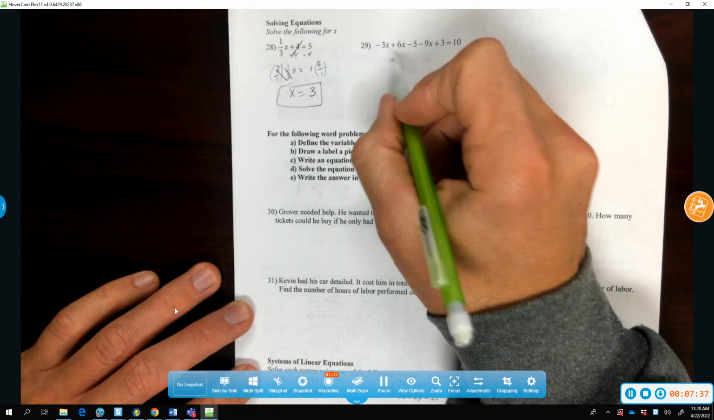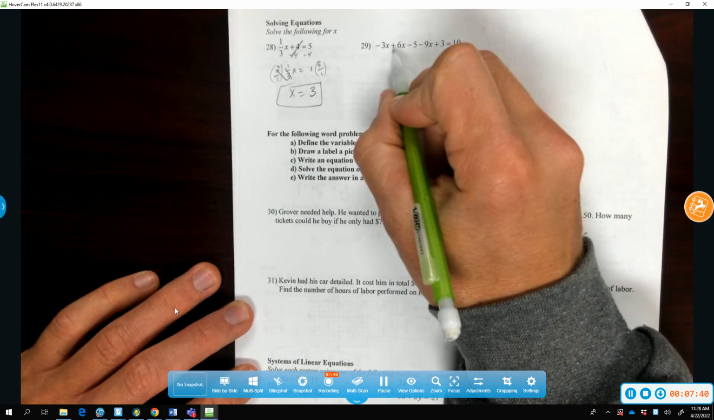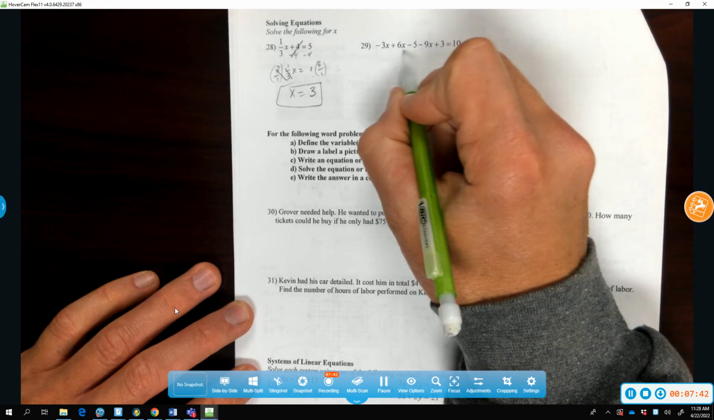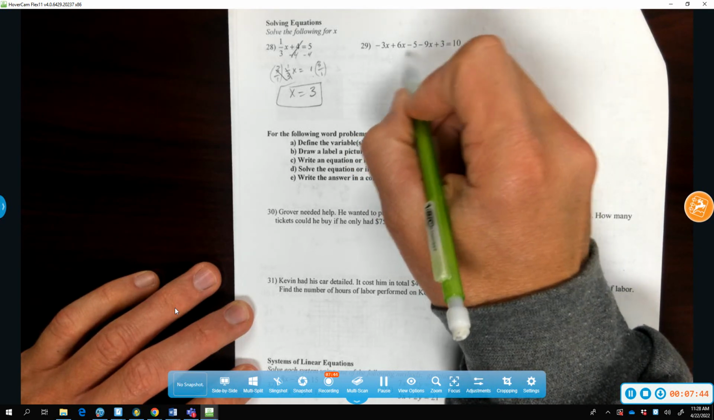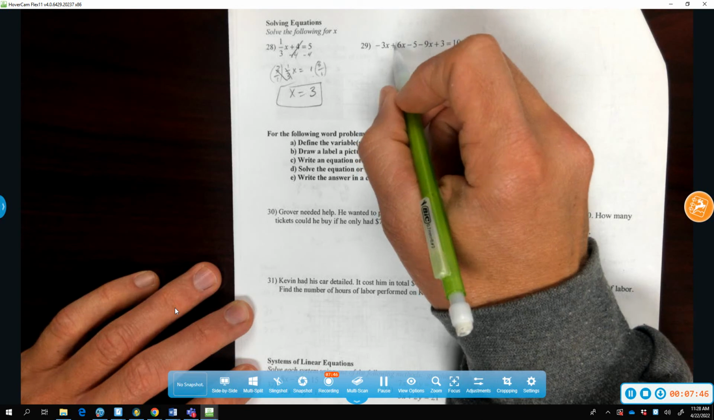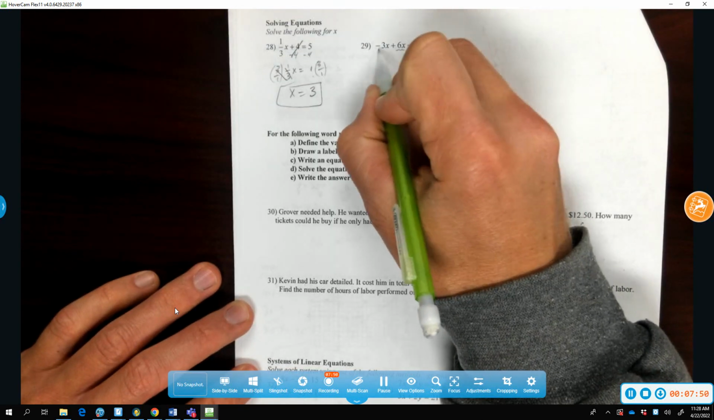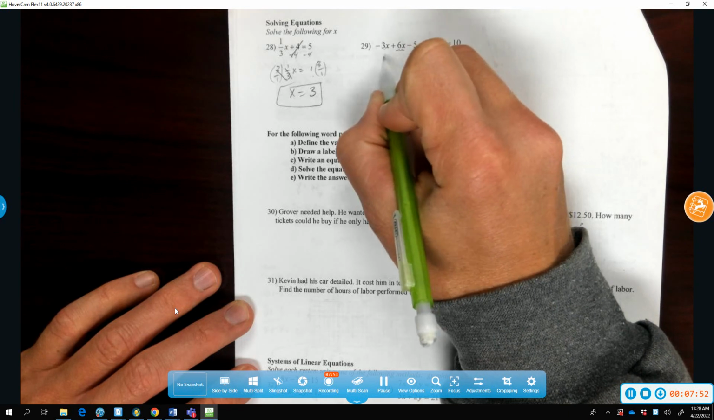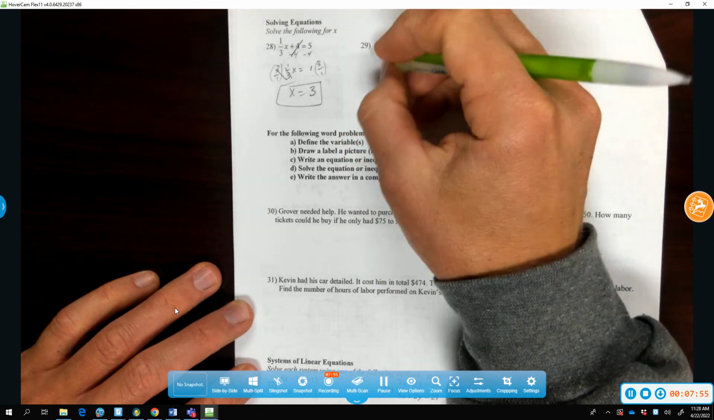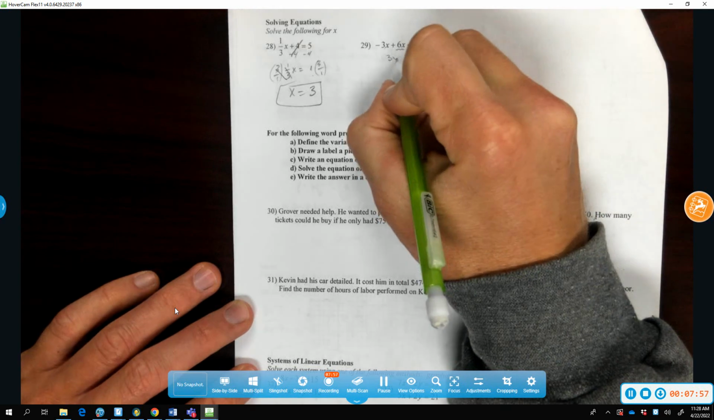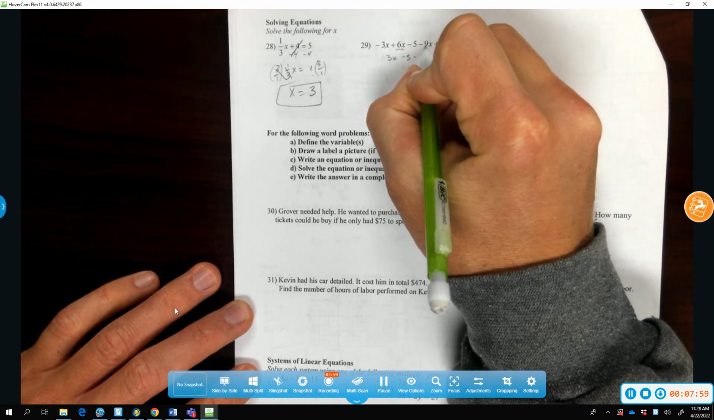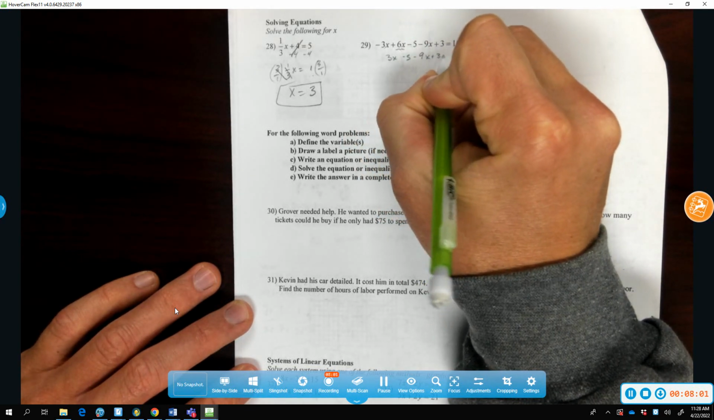All right, look at number 29. Number 29, I need to combine like terms. These are on the same side of the equal sign, so we can combine like terms. We don't need to move them. They're already on the same side. We just need to combine them together. So I've got 6, and I subtract 3. 6 minus 3 is a positive 3x. Minus 5 minus 9x plus 3 equals 10.